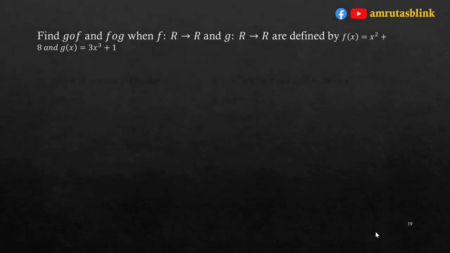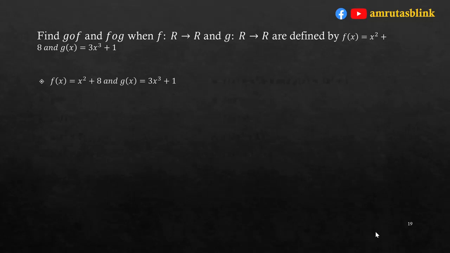Moving to next problem. Find g of f and f of g when f is defined on real numbers and g is also defined on real numbers, such that f of x is equal to x square plus 8 and g of x is equal to 3x cube plus 1. We will write the given functions. f of x is equal to x square plus 8 and g of x is equal to 3x cube plus 1.